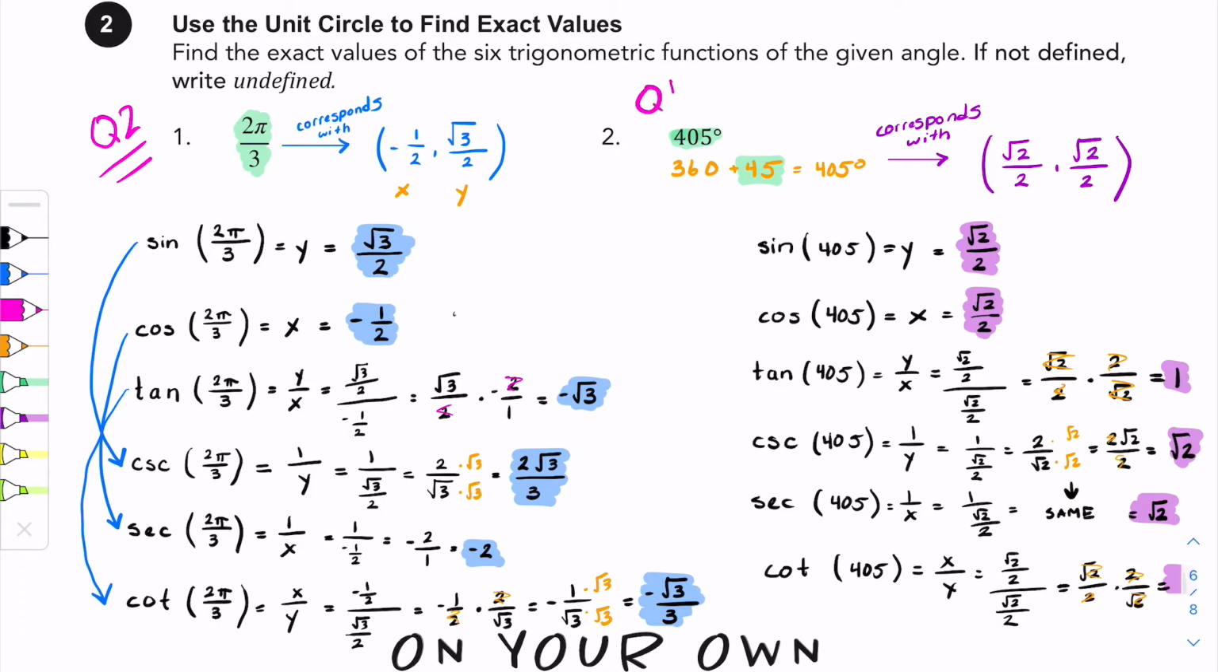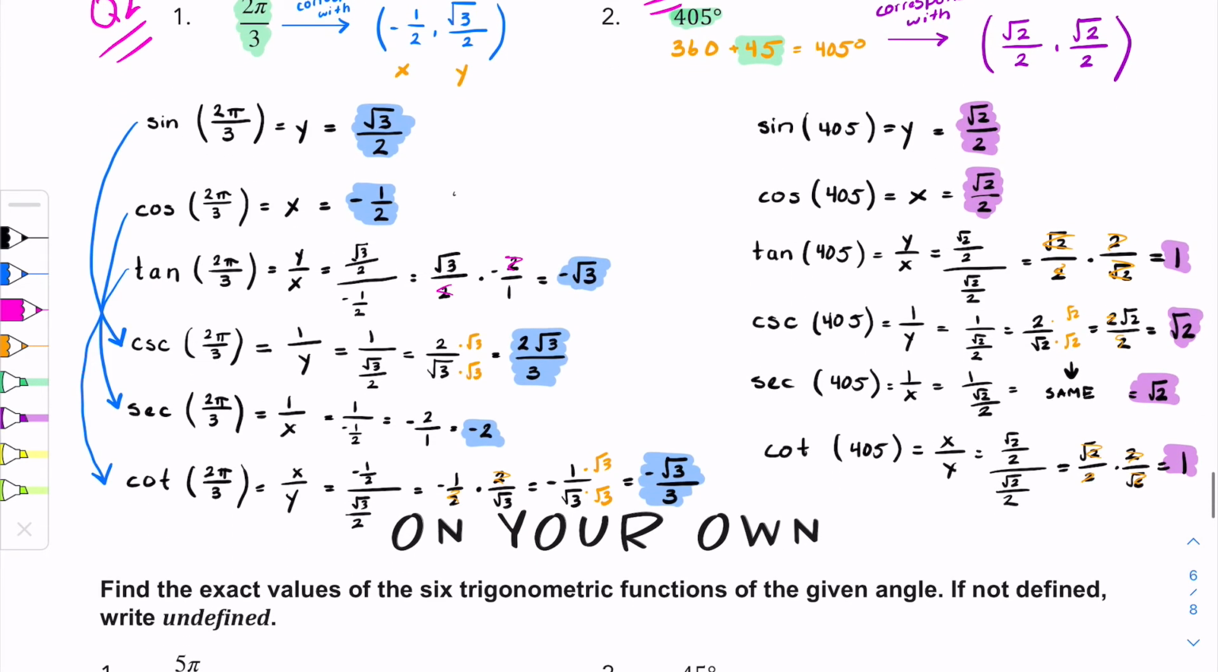Number 2 is an angle that falls in quadrant 1. And every value, so all of the trig functions have a positive value in quadrant 1.